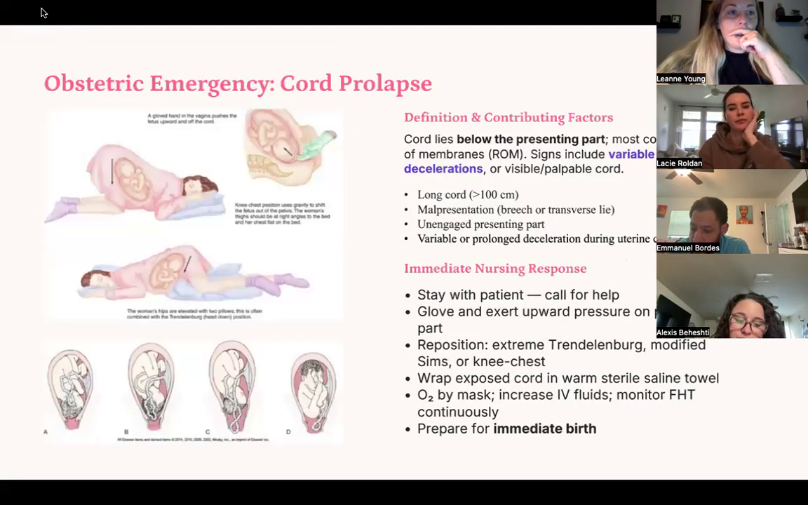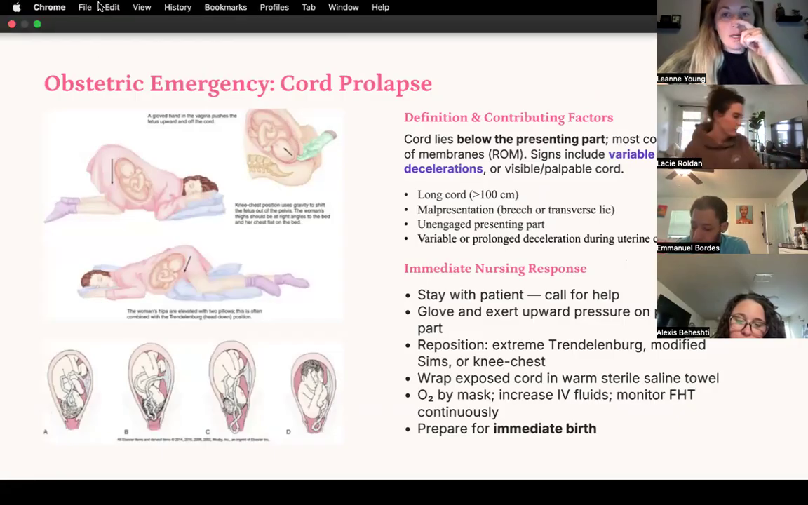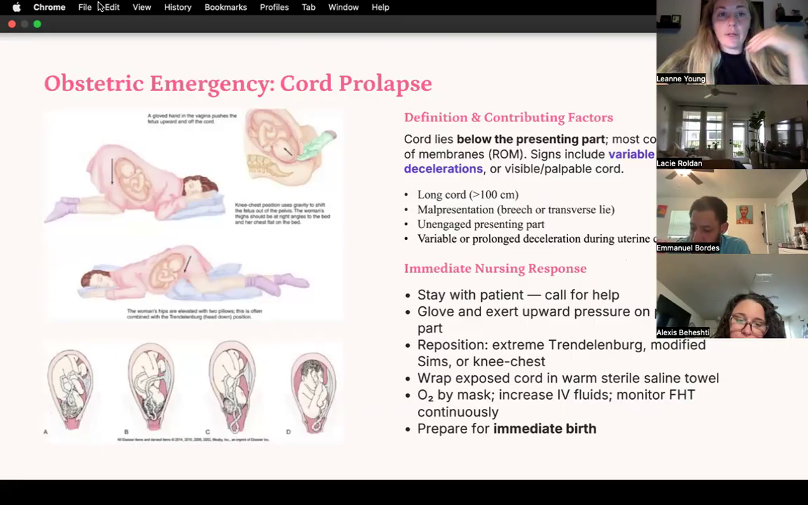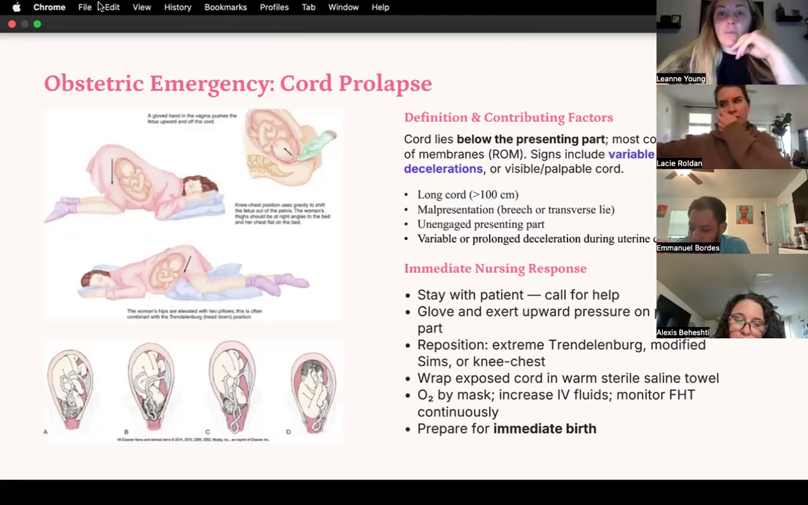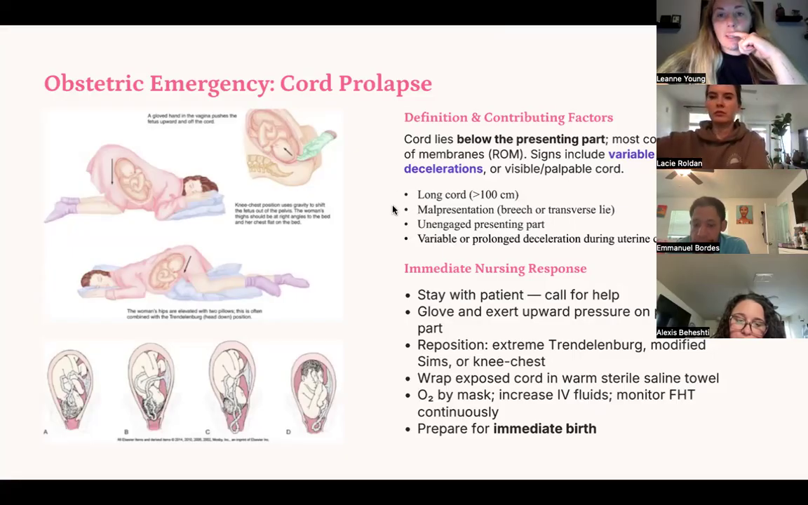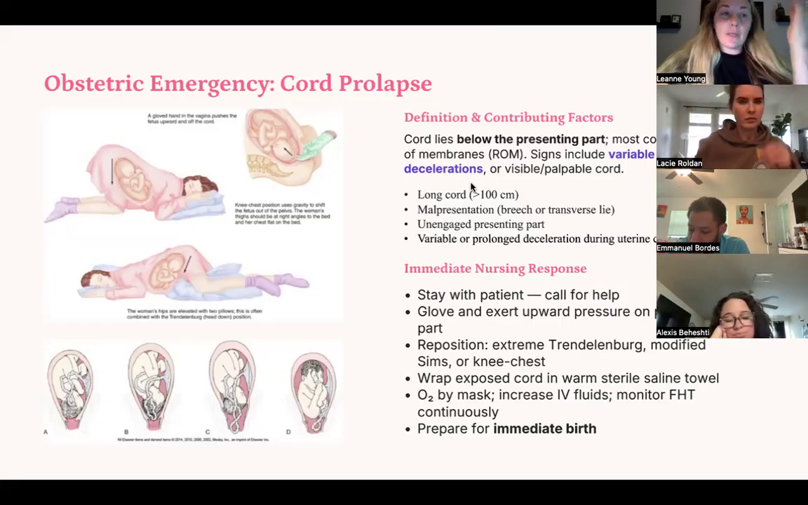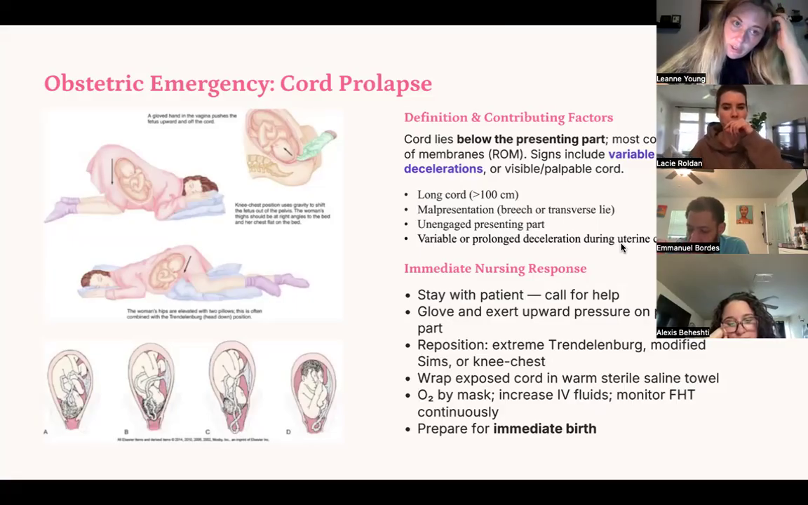All right. Cord prolapse is like the scariest thing ever as a bedside nurse, honestly. That's what happens when the cord is delivered before the presenting part. So our cord is in the vaginal canal, it's being exposed to air before the baby's head is delivered. All right. So these are some things that can contribute to a cord prolapse. If we have a long cord, if babies are breech because they're not engaged correctly, or if they're having a variable or prolonged deceleration during uterine contractions, that can indicate that we've had a cord prolapse.